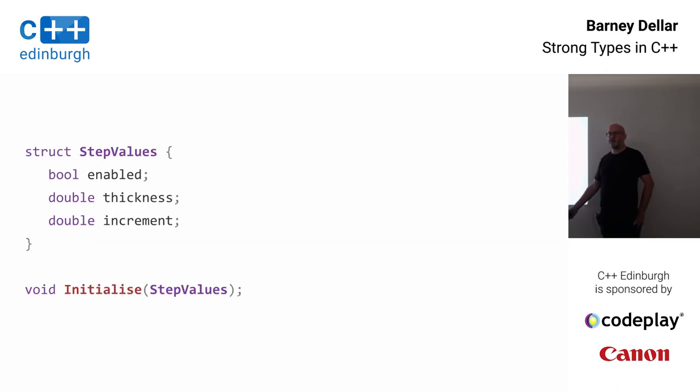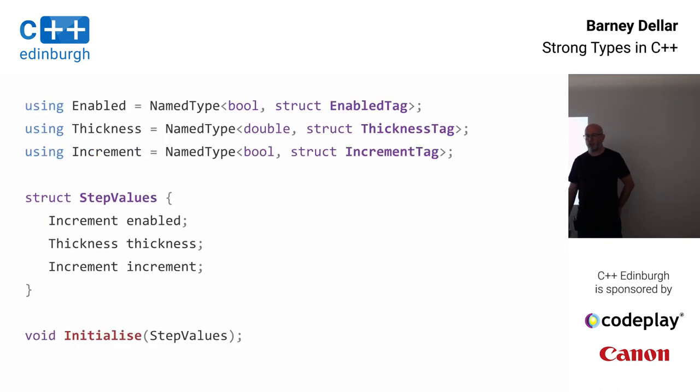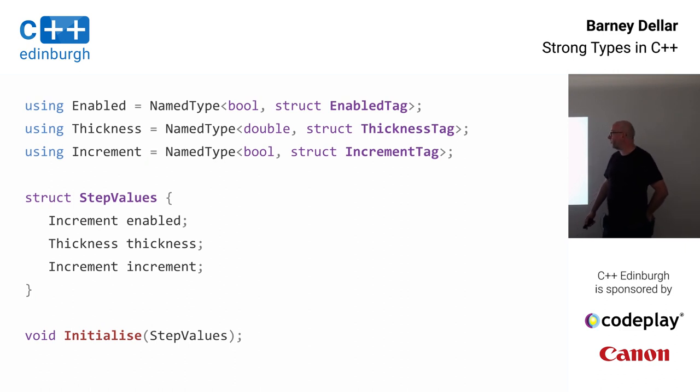So obviously, we could create a struct to hold these values. That would definitely be a step forward. It raises the level of abstraction. It keeps the values together. But you're still setting values into thickness and increments. You could easily put the wrong ones in. So we created strong named types for all three of these using the NamedType library. So now the API looks more like this.